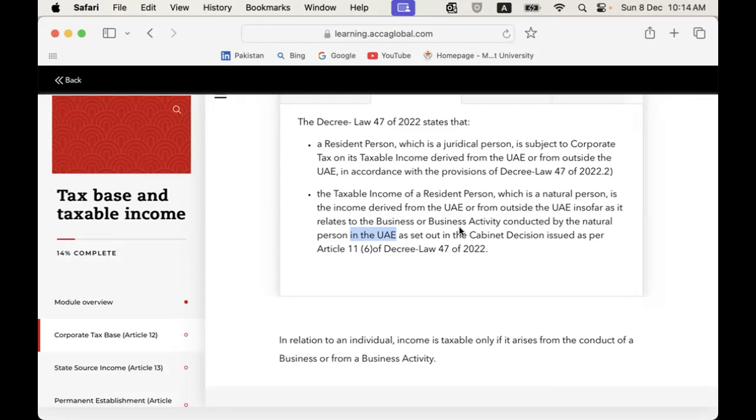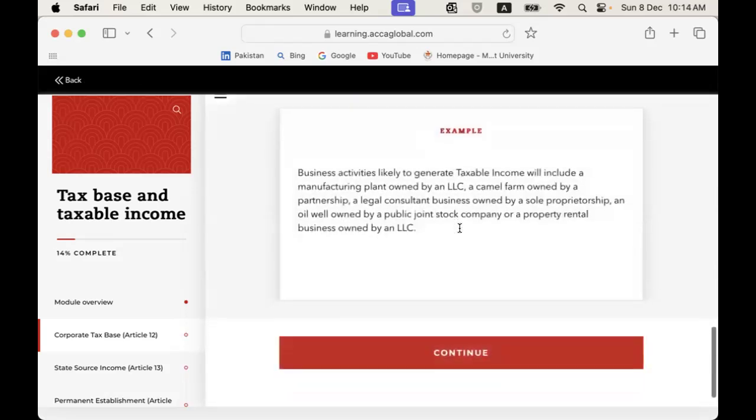Why? Because now the source of income will be seen as situated outside UAE. Because it becomes a permanent establishment, and if it becomes a permanent establishment, the income goes out of the scope of UAE for natural persons purely. This is not the case for juridical persons, by the way.